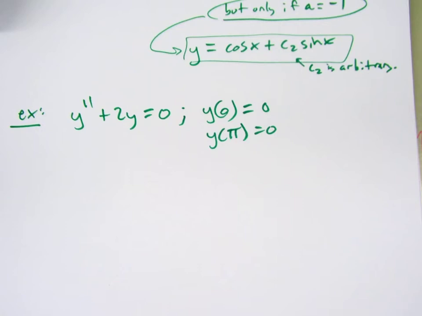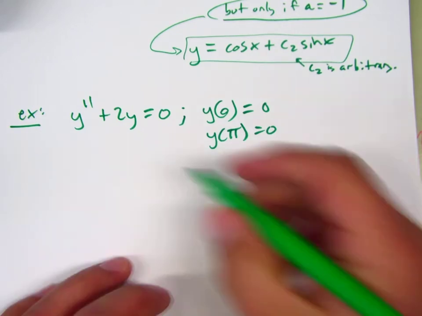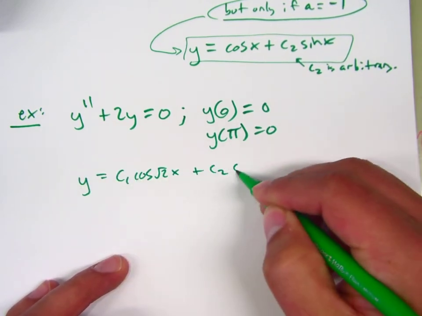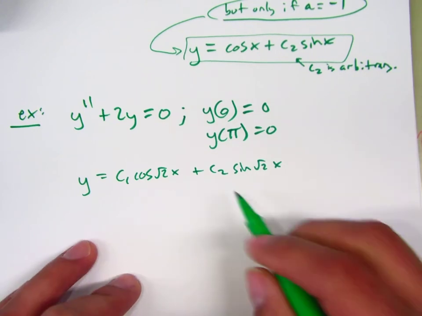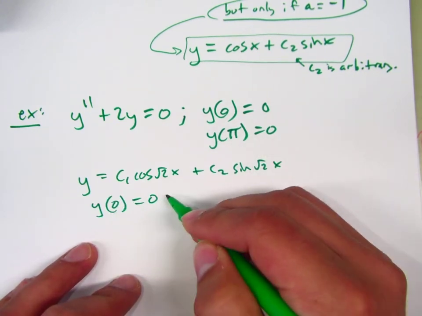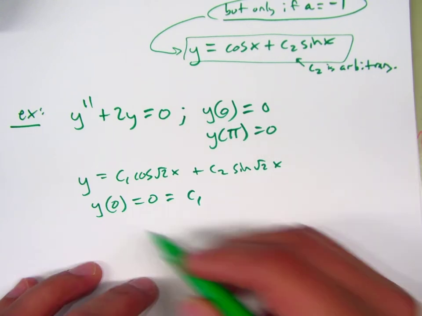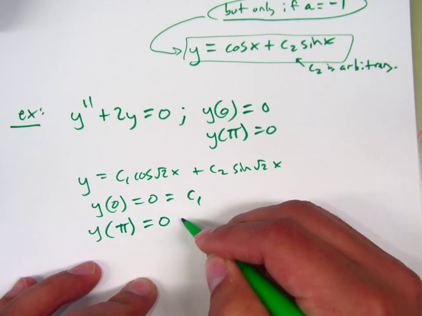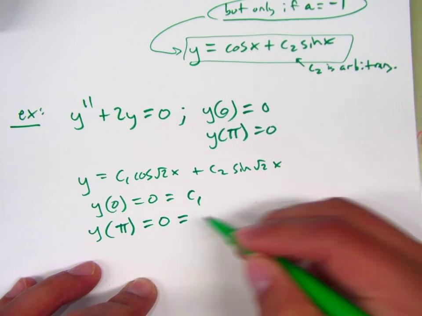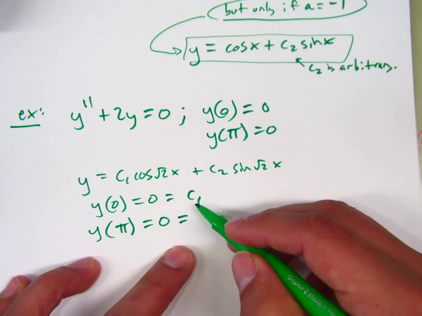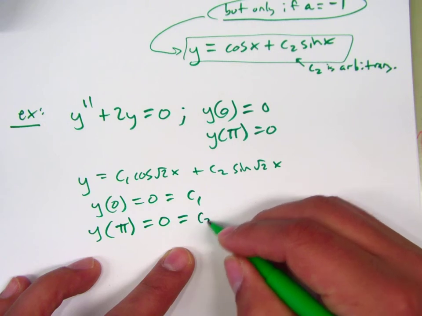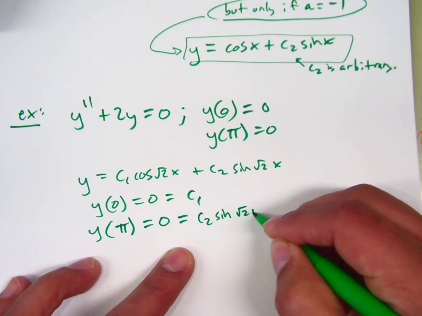In fact, that's the only one that works in this case. Is everybody on the same page? Okay, so we're back to the C1 cosine root 2x plus C2 sine root 2x solution. If you plug 0 in, y of 0 equals 0, you get C1 has to be 0. You plug in pi, that has to be 0. Now, since C1 is already 0, this term's pretty much gone. And then now we get that C2 sine of root 2 times pi has to be 0.